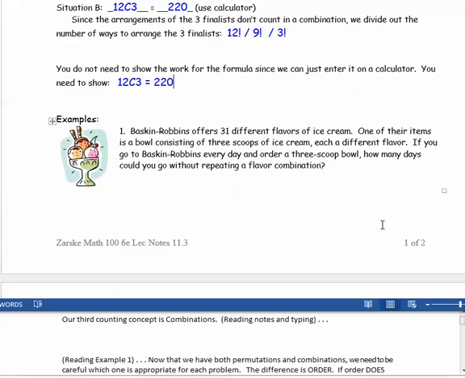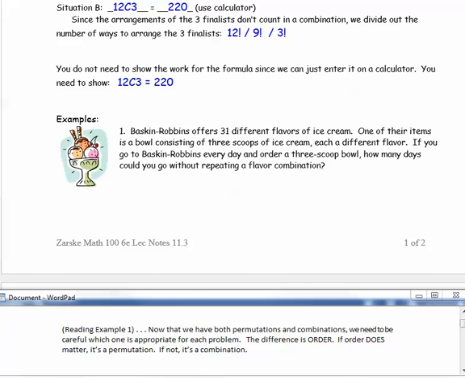Example 1. Baskin-Robbins offers 31 different flavors of ice cream. One of their items is a bowl consisting of 3 scoops of ice cream, each a different flavor. If you go to Baskin-Robbins every day and order a 3-scoop bowl, how many days could you go without repeating a flavor combination?